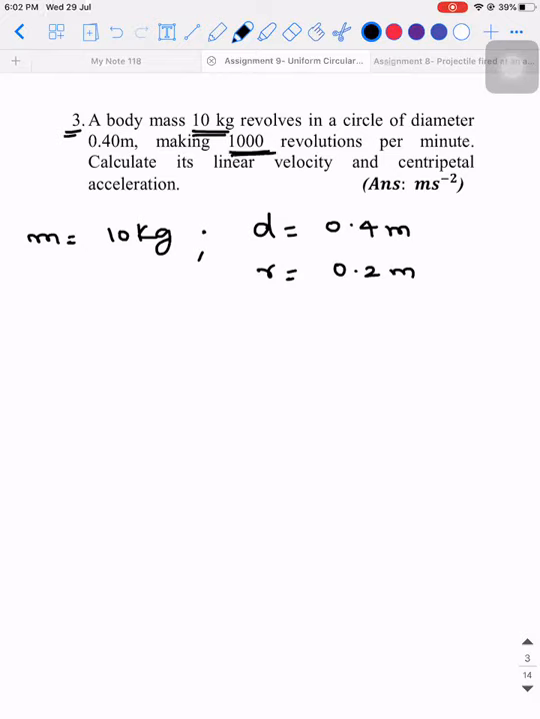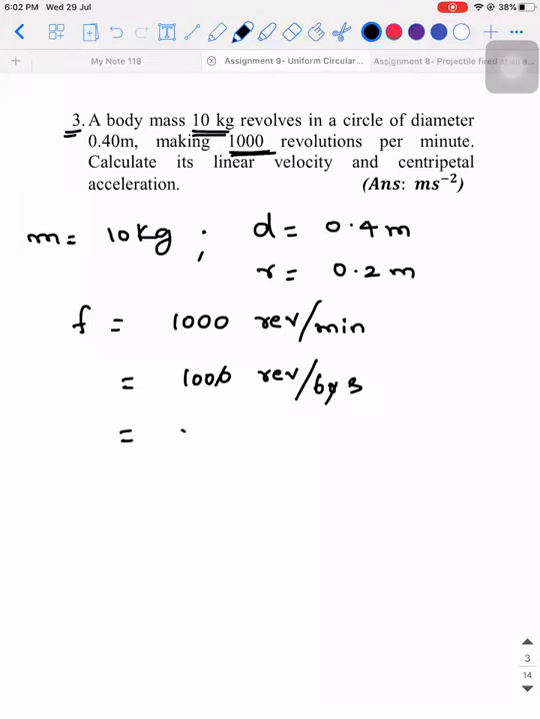What have they given? They have given you the frequency. Frequency is 1000 revolutions per minute, but you should convert it to seconds. So this and this will get cancelled. It will be 50 by 3 revolutions per second. Calculate its linear velocity and centripetal acceleration.